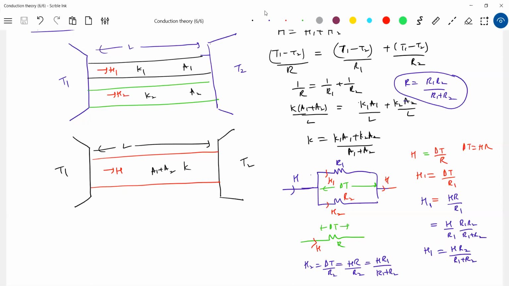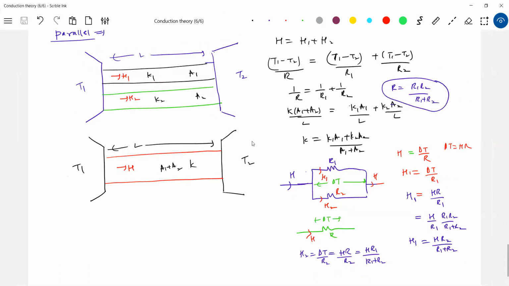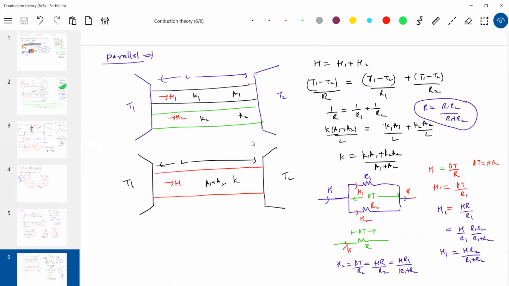Okay, this is the basic idea of parallel. It's the same series and parallel that we studied, and the same ideas are being applied here. Any doubt till now? If you have, you can ask me.